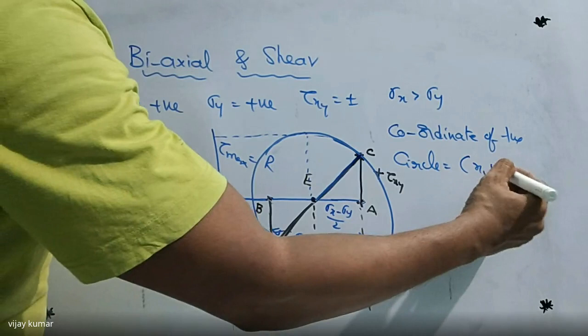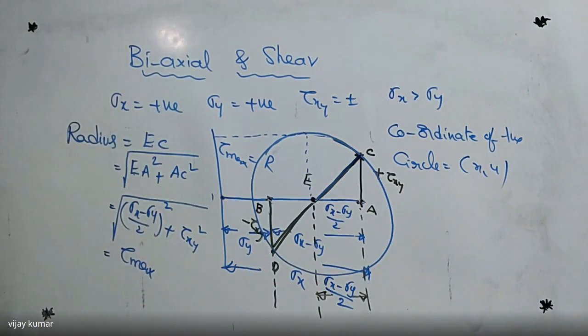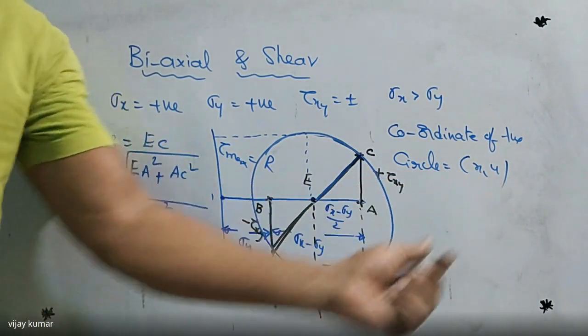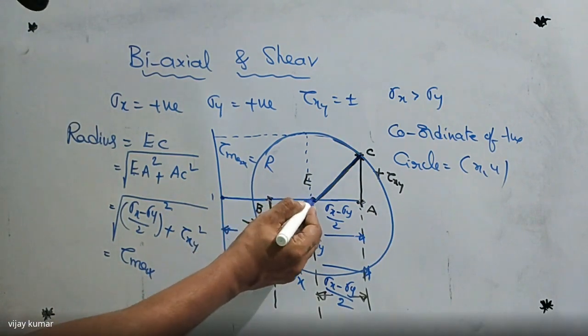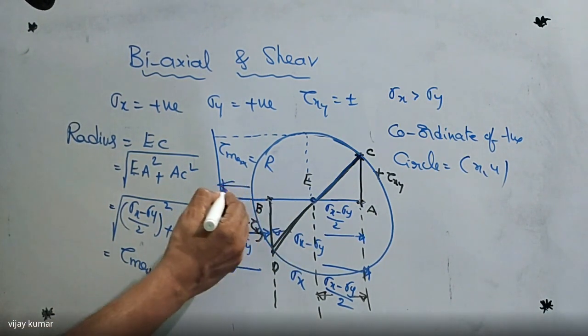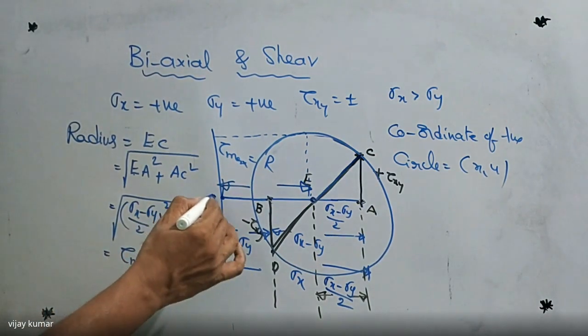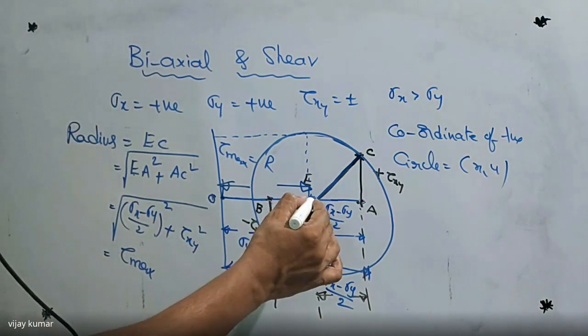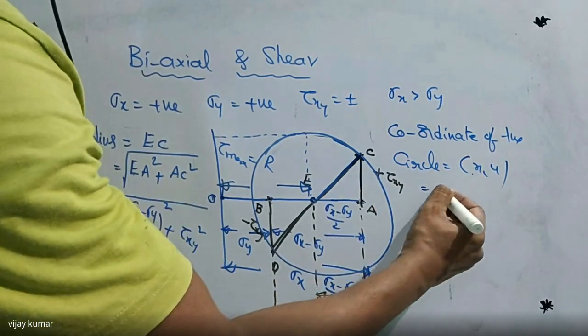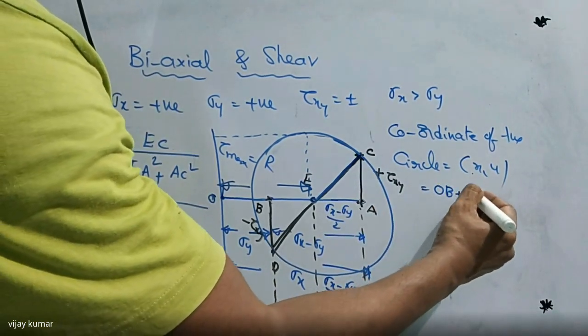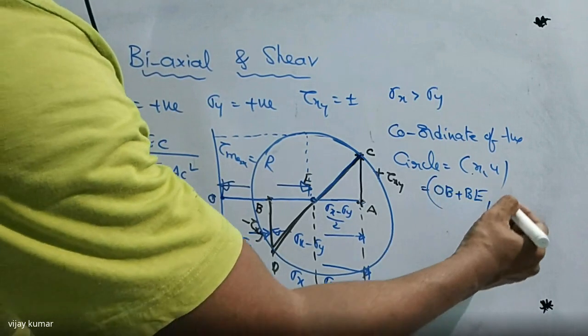X comma y. Now tell me what is the coordinate of the circle, x comma y, here. This is the center of the circle. I want to find this distance here. What is the distance now? This one is OB plus BE. So I'm writing here x is nothing but OB plus BE and y is nothing but 0.